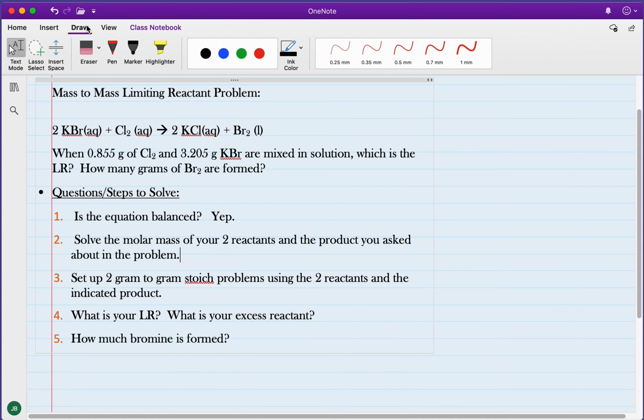So notice in this problem, they do ask about a specific product. So we do need to solve for that particular product. In this case, it's bromine, the Br2. Now notice we're starting off, our knowns are going to be in grams and what we are solving for in grams. So we have 3 molar mass problems that we have to solve for before we ever set up any train tracks. So let's go about doing that.